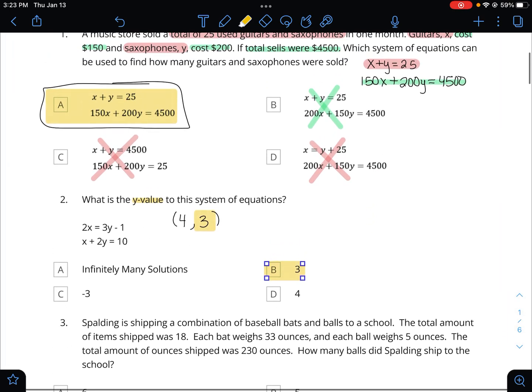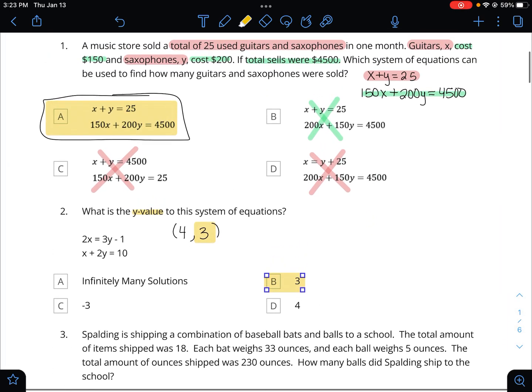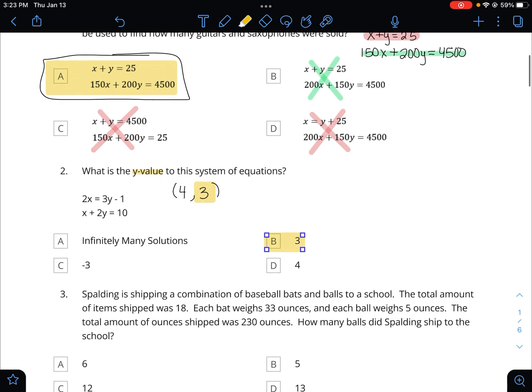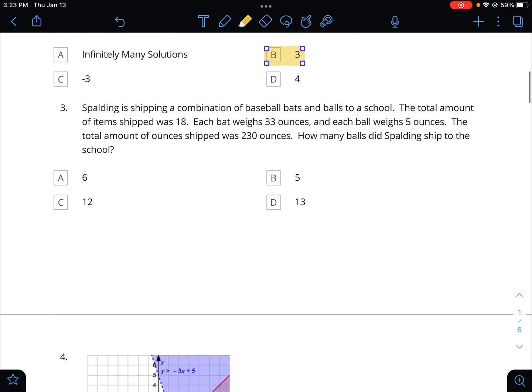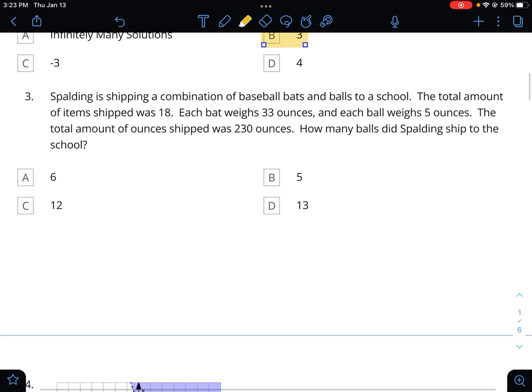Okay, now these questions might be in a different order than your quizzes, and the answer choices might be mixed up, but it's the same questions. Okay. Now, next one. Spalding is shipping a combination of baseball bats and balls to a school. The amount of items shipped was 18. Each bat weighs 33 ounces and each ball weighs 5 ounces. The total amount of ounces shipped was 230 ounces. How many balls did Spalding ship to the school?